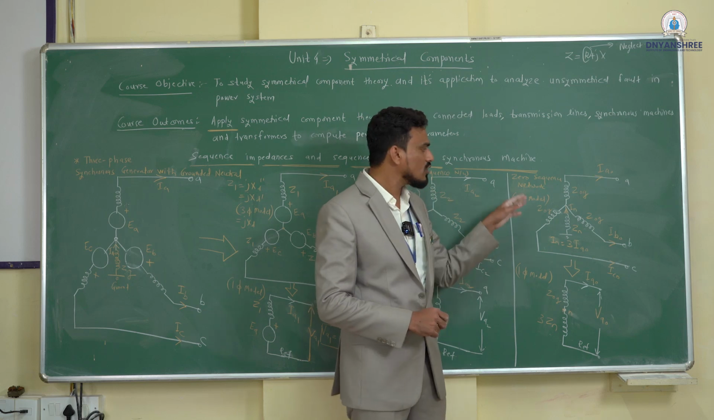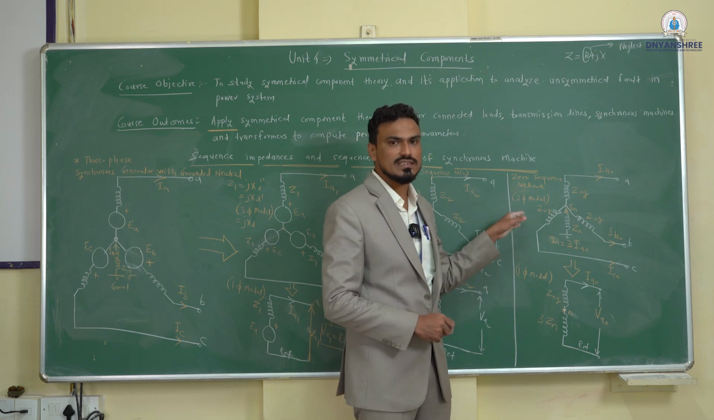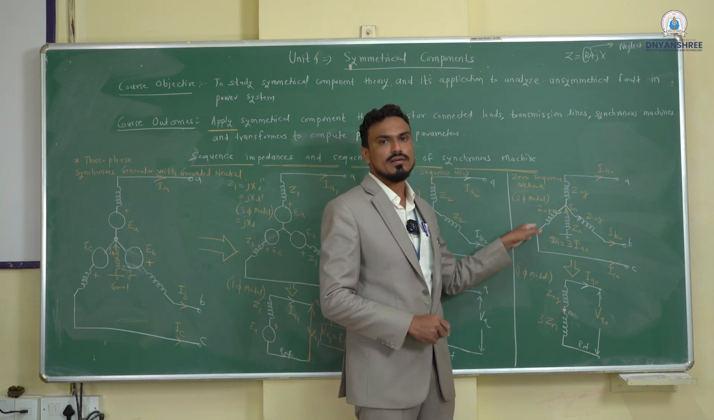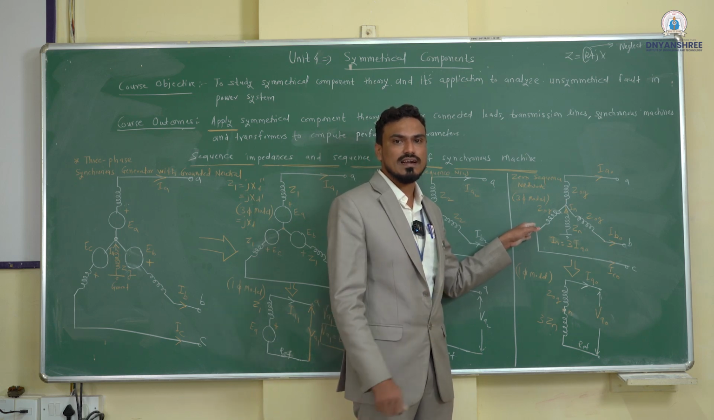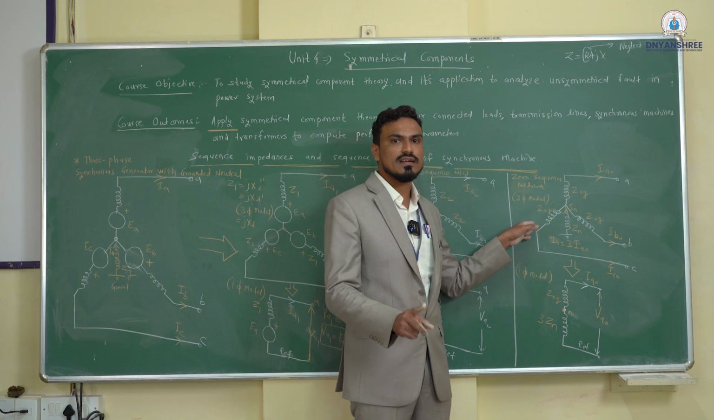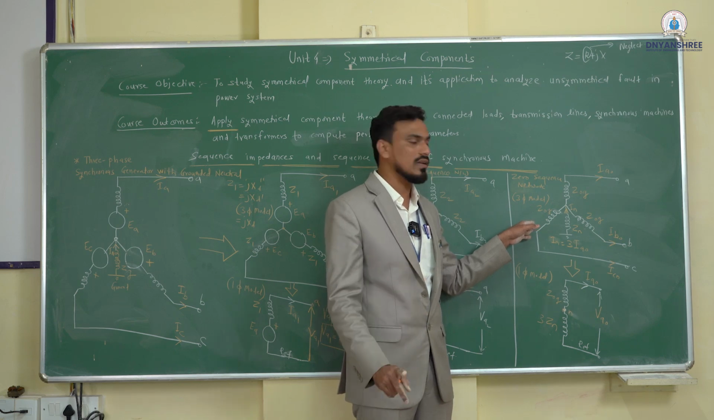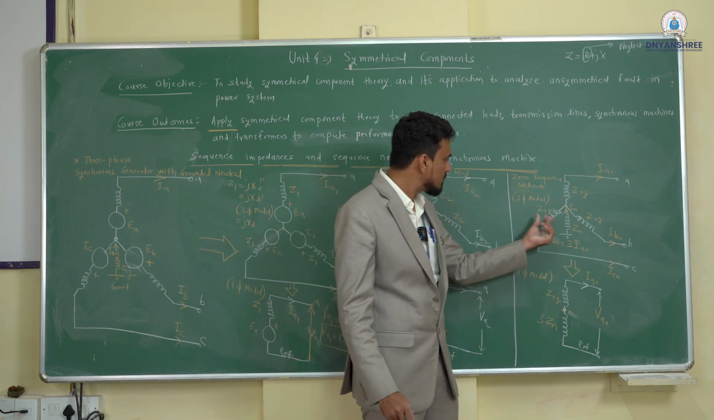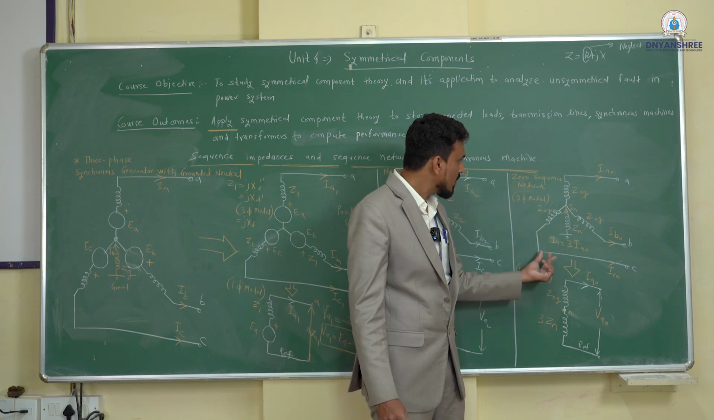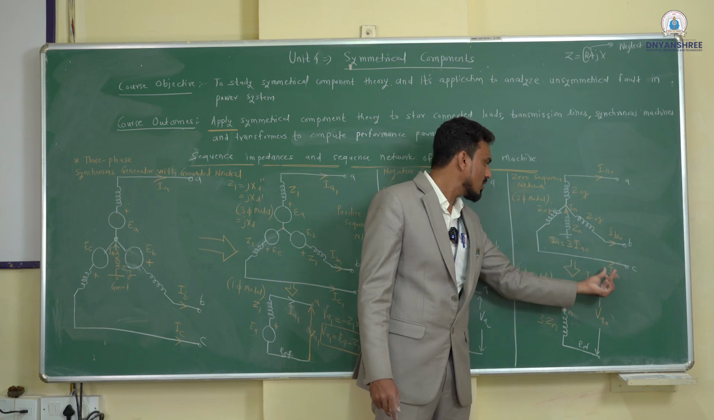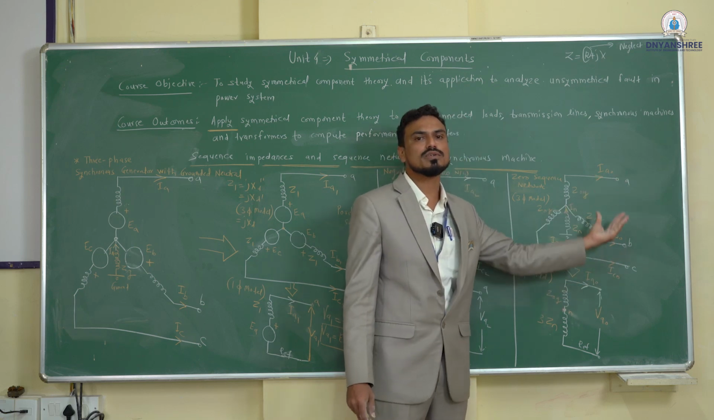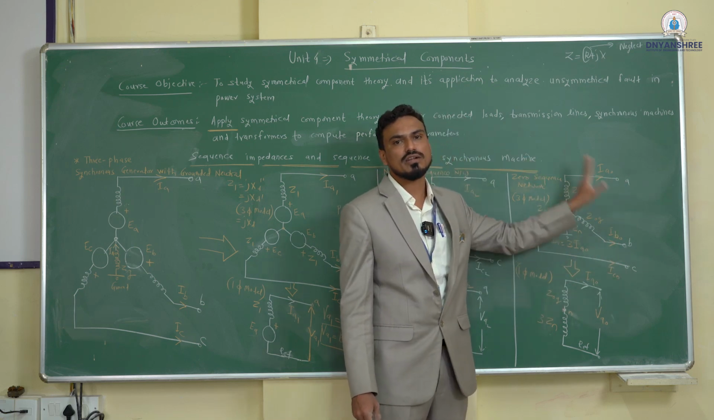Here also one thing we have to emphasize is that we have not shown the voltages. Why? Because I already said that the generator always generates the positive sequence set of the voltages. Now if you see this diagram, the respective currents are shown, IA0, IB0, IC0. These are nothing but the zero sequence currents of the respective phases.